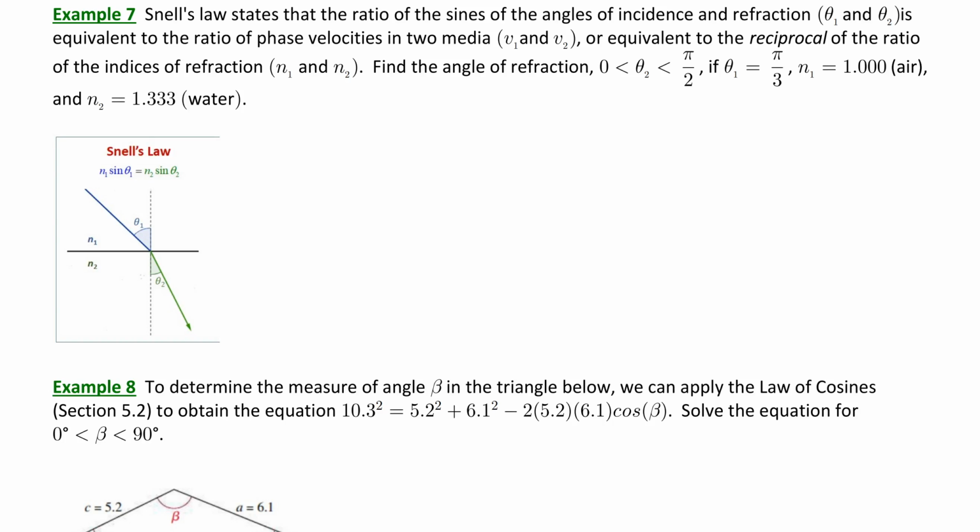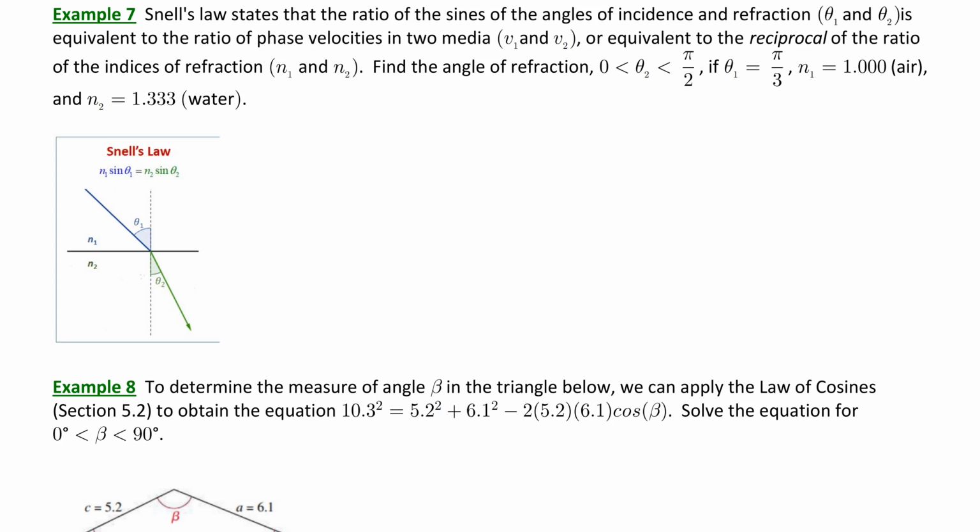Example 7 deals with Snell's law, which governs the physics for light moving from one medium to another. Snell's law states that the ratio of the sines of the angles of incidence and refraction is equivalent to the ratio of its phase velocities in two media, v1 and v2, or equivalent to the reciprocal of the ratio of the indices of refraction, n1 and n2. Okay, did you get all that? Let's pause and make sure we understand what's being referred to there.